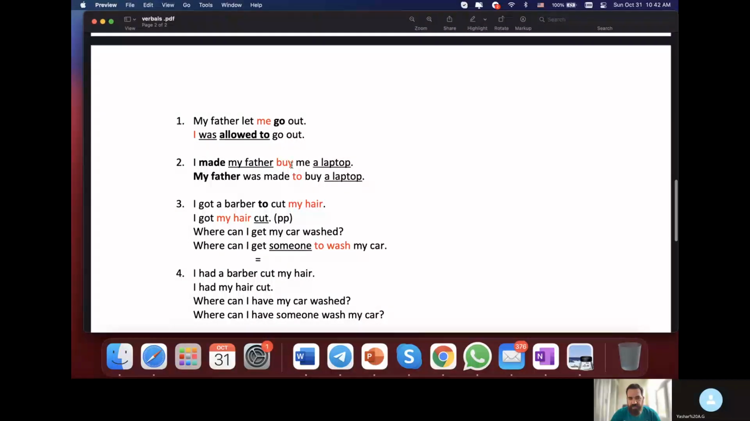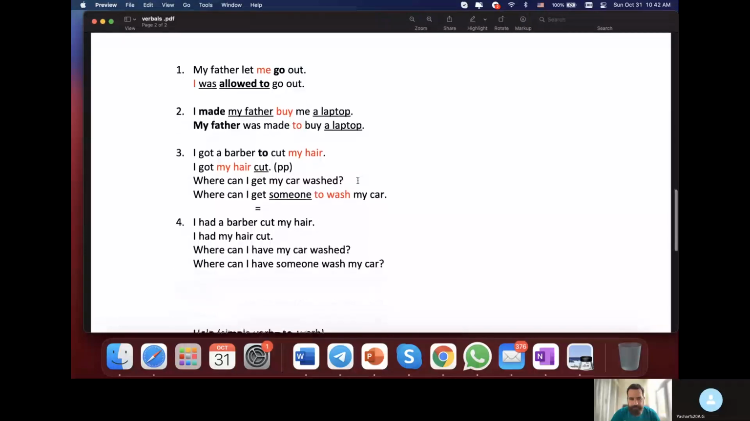I made my father buy me a laptop. So after "make," we use the bare infinitive. When it is passive: my father was made to buy a laptop for me, maybe.